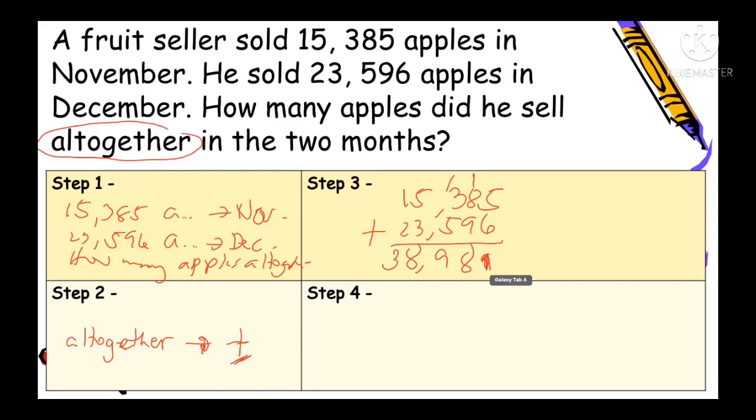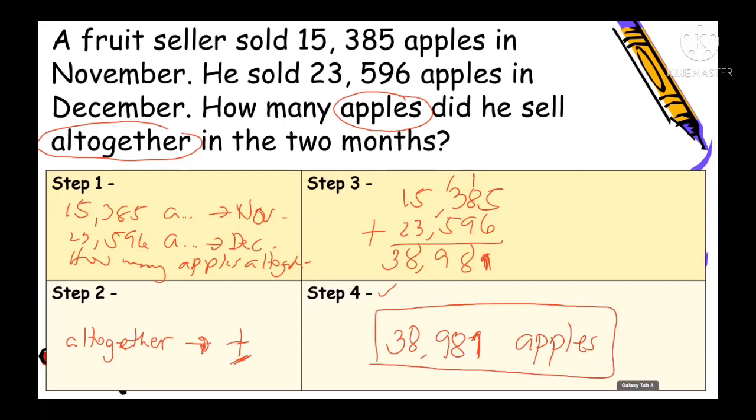But we still have step 4. Now we need to look back. What is our question? How many apples? How many apples? Right? So that means we need to put 38,981 apples. And this will be our final answer. Right? Easy. Yes, of course it's easy. Now let's move on to number 2.